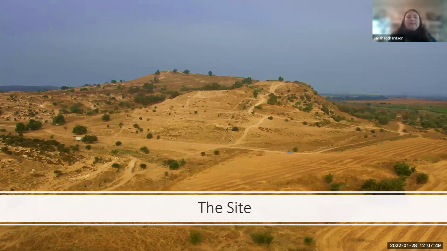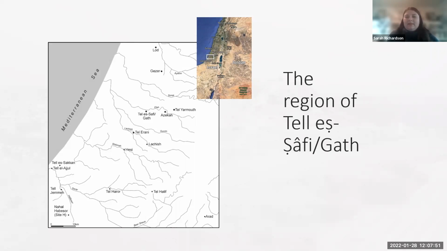So, taking a step back briefly, the site of es-Safi Gath is located on the border of the Shephelah, or the Judean Highlands, and the southern coastal plain of modern Israel. This area is low rolling hills that indicate the ascent into the hill country, and they cover 790 square kilometers. This region is crossed with 5 river valleys, as you can see on the screen, that form natural routes of movement and provide access to the mountains and other regions from the east to the coastal plain in the west.